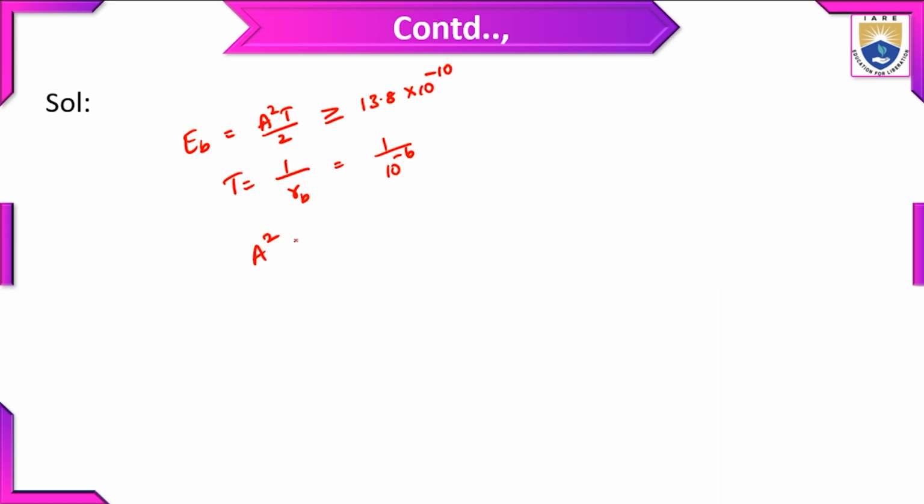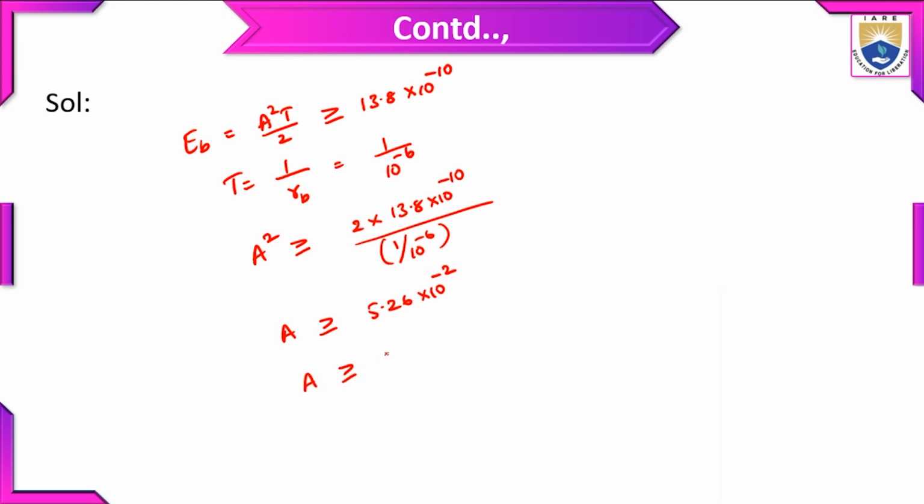So A square is greater than or equal to 2 into 13.8 into 10 power minus 10 divided by 1 divided by 10 power minus 6. So A greater than or equal to 5.26 into 10 power minus 2. You can write this one as 52.6 millivolt. So this is my amplitude of the carrier. Okay. So this is the solution for the fourth one.